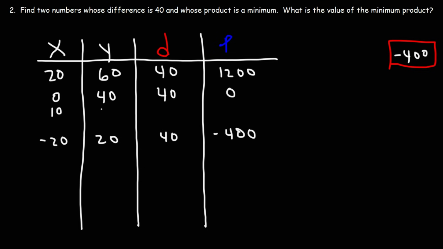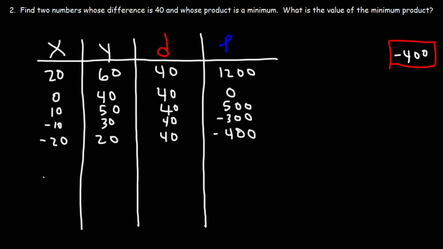If we try 10 and 50, that's not going to work. This is going to be 500. If we were to try, let's say, negative 10 and 30, 30 minus negative 10, that's still positive 40, but this will be negative 300, which is still higher than negative 400.